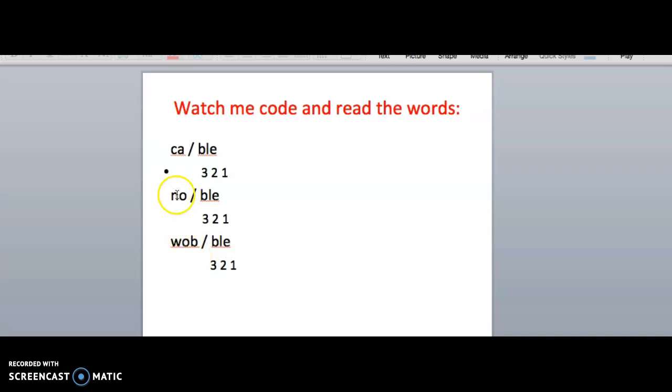So let's reread these words again. Cable, cable. Noble, noble. Wobble, wobble. Excellent, boys and girls.